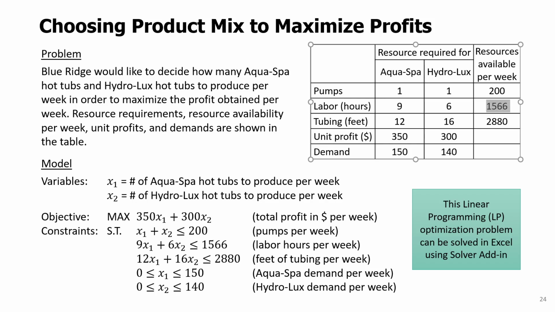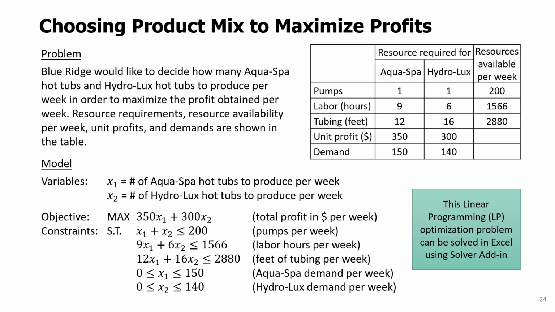They only have so many workers that can provide 1,566 labor hours per week, and each product requires a number of hours. We also know some kind of profit contribution for each product, and we also know the demands. So this problem can be formulated as an optimization problem. This is actually part of a decision-making course.